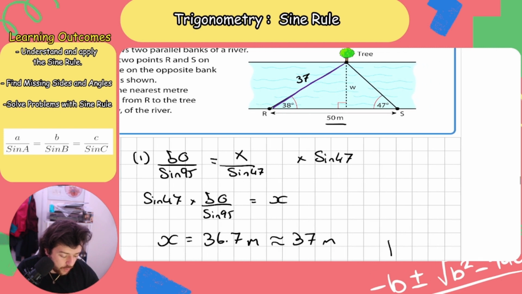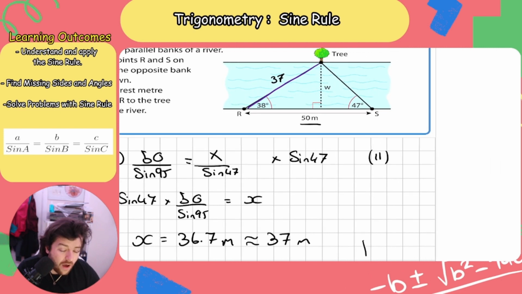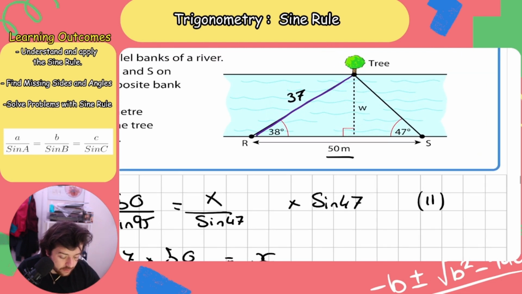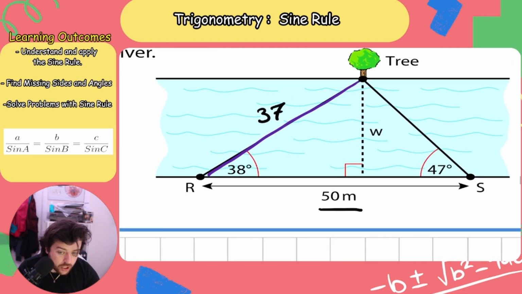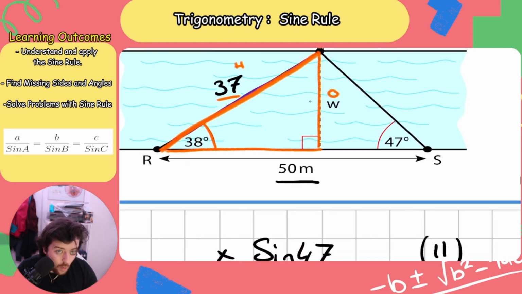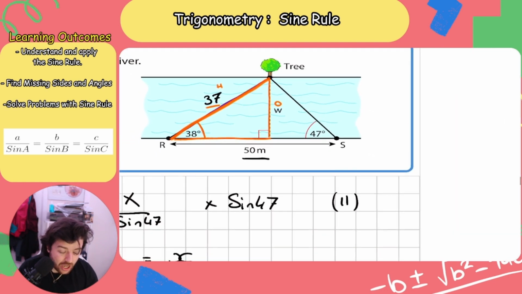Now, part 2 is asking us find the width of the river, find W. Well, I'm not using my sine rule this time. I'm actually going back now to my normal trig ratios, because if I isolate this triangle here, I have a right angle triangle now. I have the angle here. I have a side, and I'm looking for this one. So this is going to be my opposite. This is going to be my hypotenuse, and I have an angle. So we're going to be using my sine ratio here.